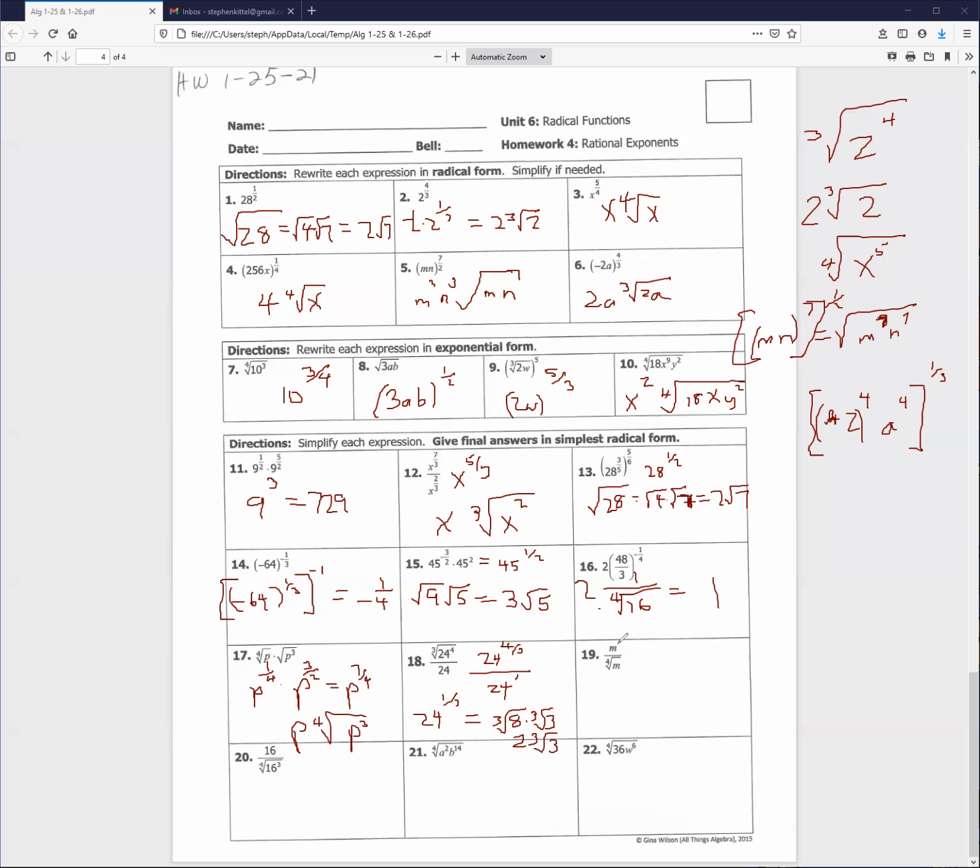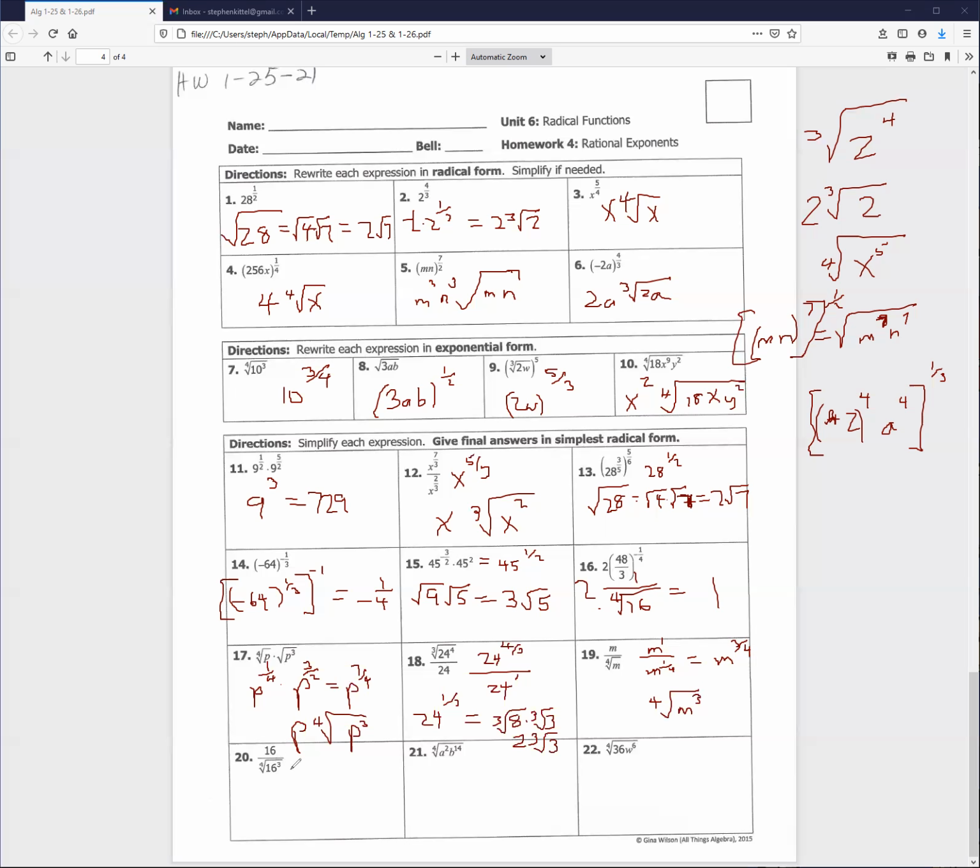Okay, m over 4th root of m. So m over m to the 1/4 is m to the 3/4, because we're going to treat this as m to the 1st up here, and then we're going to subtract. So m to the 4/4 minus m to the 1/4 is m to the 3/4. And we can't really dress that up, but we can write it in radical form because that's what the instructions call for. So it is the 4th root of m cubed.